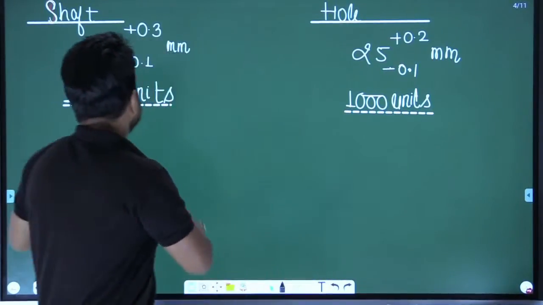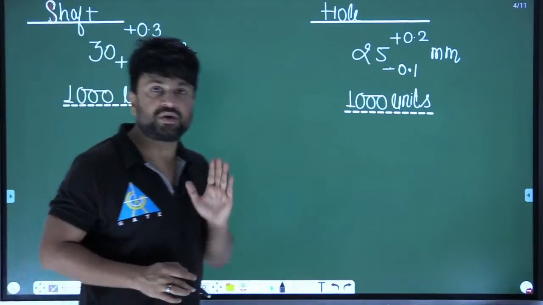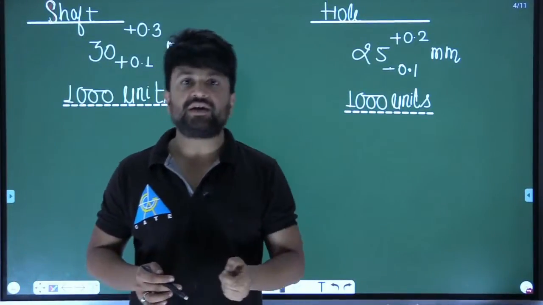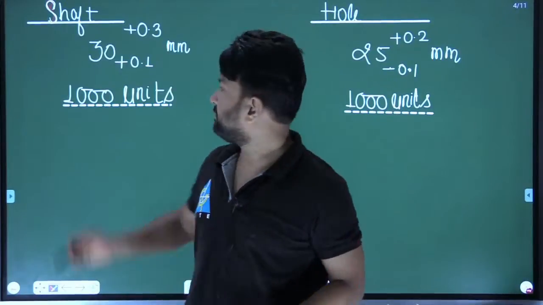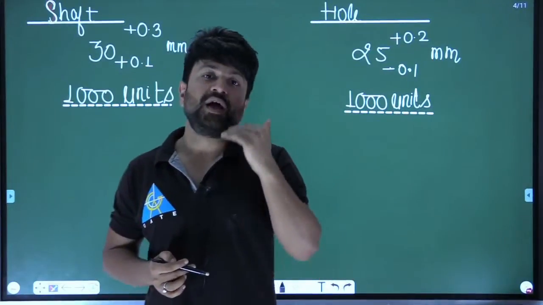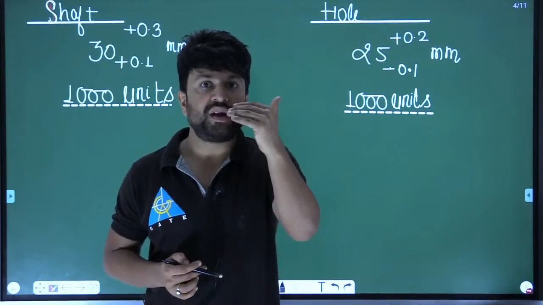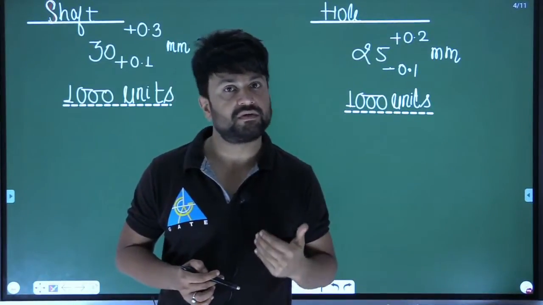So according to the product, we are going to design and manufacture a gauge, and by using that gauge we are going to measure whether the product lies within the tolerance or outside the tolerance.